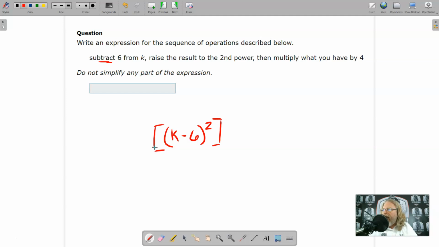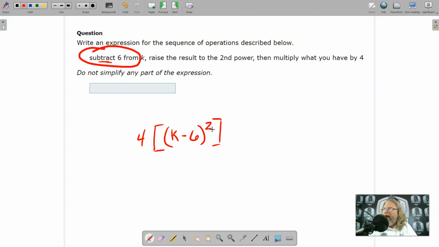IXL is going to let you use parentheses inside of parentheses, or you could use brackets, either one. And then we need to multiply all of that by 4, and we can put the 4 at the beginning. Now, if you were to look at this, how would you solve this? Well, you'd have to do what's in parentheses first, and you'd have to subtract 6 from k, which is what they tell us to do first.